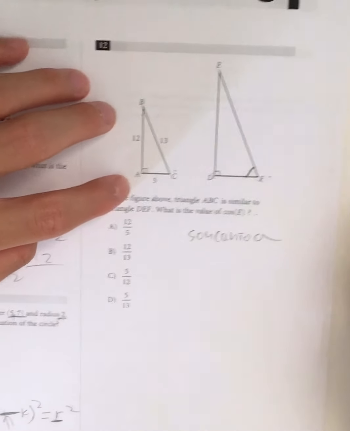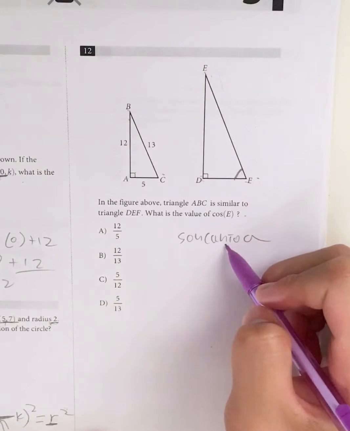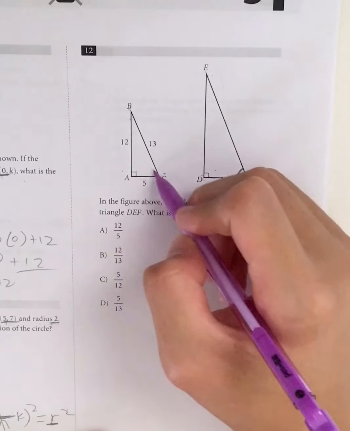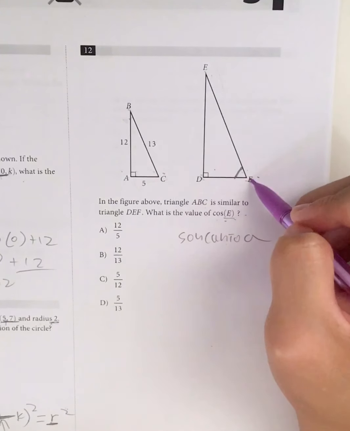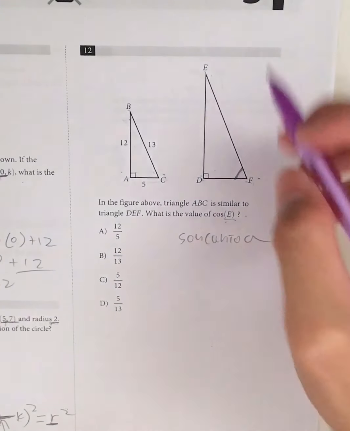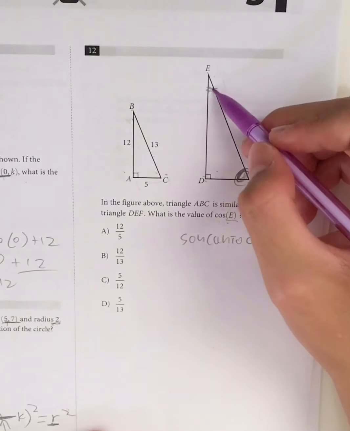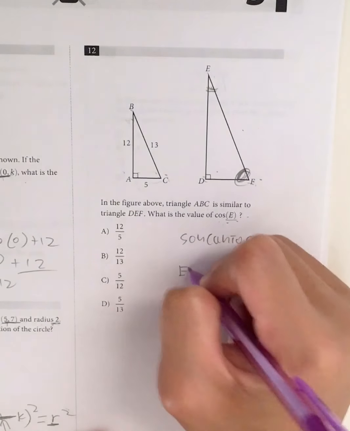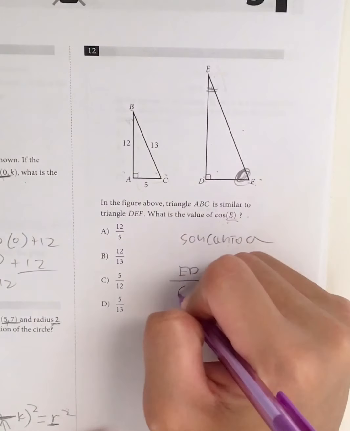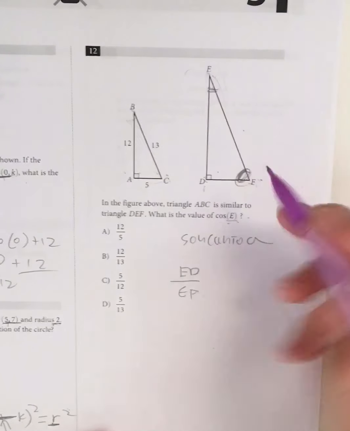SOHCAHTOA. Remember this. If you guys don't know your trig, learn it now, right? Trig is very important. So what is cos? It's adjacent over hypotenuse. If it's similar, it means that this triangle has the same cos value as E. So what is the similar angle in E? Wait, no, this is E. Well, yeah, I couldn't see that. Yeah. So cos of E is adjacent over hypotenuse. So that's equal to ED over EF, because adjacent ED over hypotenuse EF.